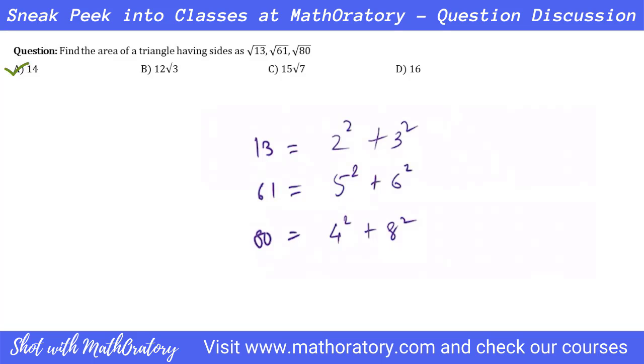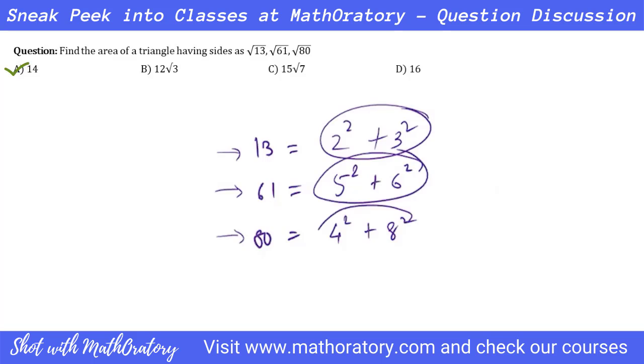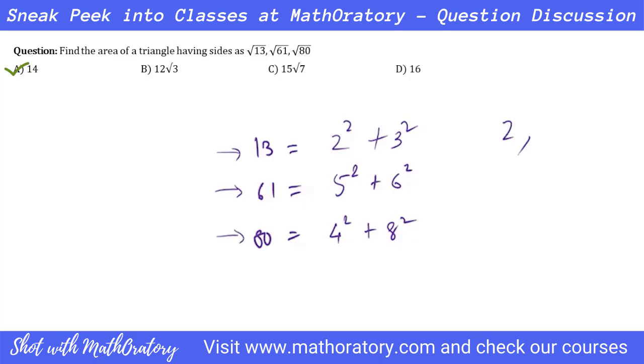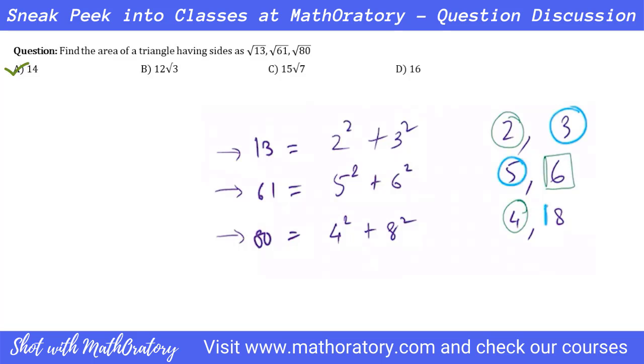Now, this is the most interesting part of this solution. So what we are looking for is three values, one from each of these pairs. Now, when I say pairs, I mean the under root part. So not 2 square and 3 square, just the 2, 3, 5, 6, 4, 8. So these numbers are what I'm looking at. I'm going to take one from each of these pairs and I'm going to add two of them to get the third one. So if you can see, 2 plus 4 is adding up to 6, right? Also 3 plus 5 is adding up to 8.